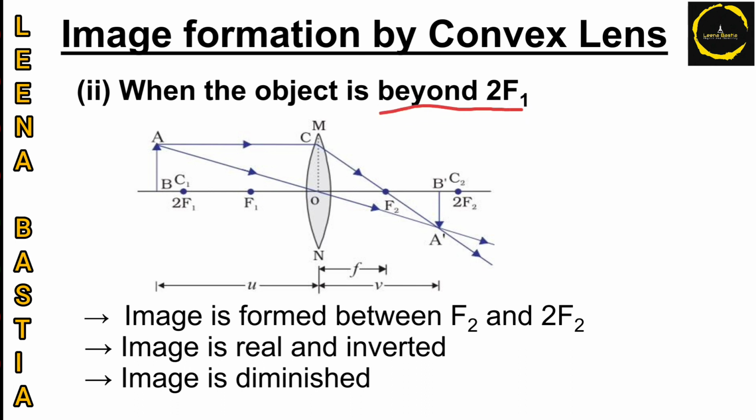Two rays we have to take to get an intersection point, isn't it? So this is the object, we are going to follow. One is parallel, it will pass through focus on the other side, right? It is through f2. Now another one we will take, that is the third rule, it is passing through the optical center.